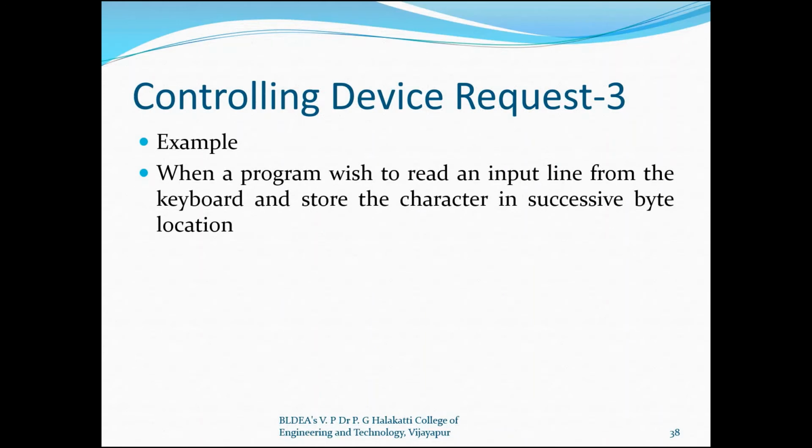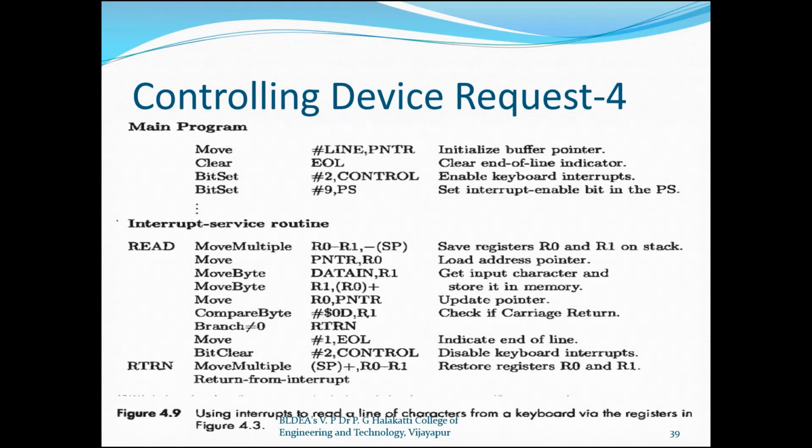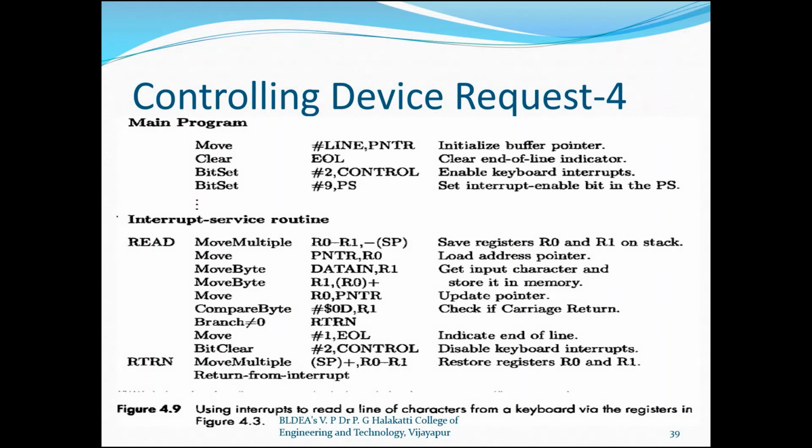Now let's see one example. When a program wishes to read an input line from the keyboard and store the characters in successive byte locations, we had written this program. See, this is the main program, wherein we have a buffer pointer. This is a pointer which is going to point to the line in the memory location called line, and we have here EOL, which is the end of line indicator.